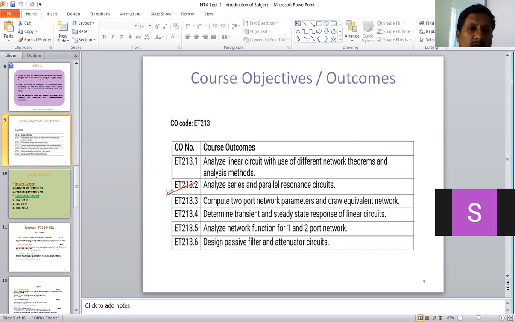We can understand, it can be applied. The course outcome is related to unit number 2: analyze series and parallel resonance circuits. Analyzing means we are going to discuss different parameters related to series resonance circuit and parallel resonance circuit. So this will be the course outcome.